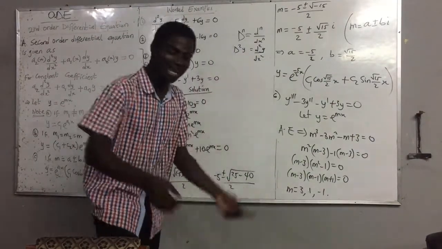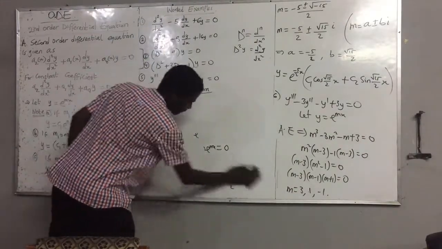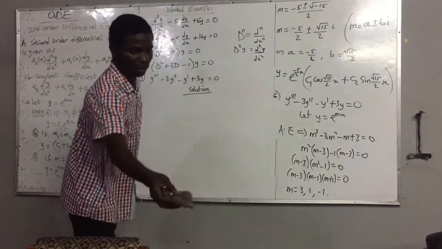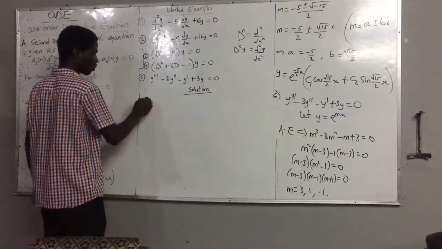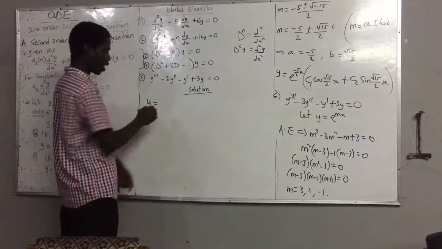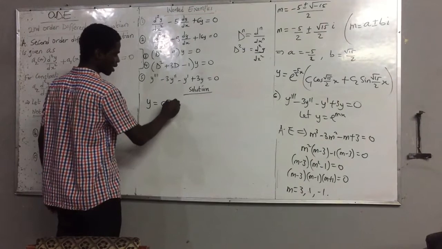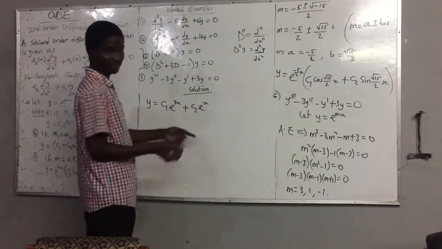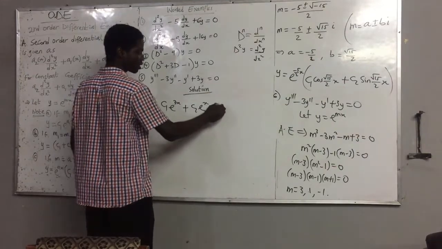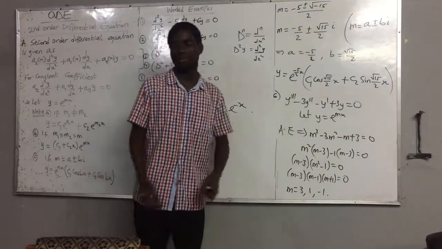So when you get 3 answers like that, what will be the solution? The solution will be y equals c1, of course, you always put constants, e raised to power 3x plus c2 e raised to power what? 1x, which is the same thing as x. Then plus c3 e raised to power what? Minus 1x, which is minus x.